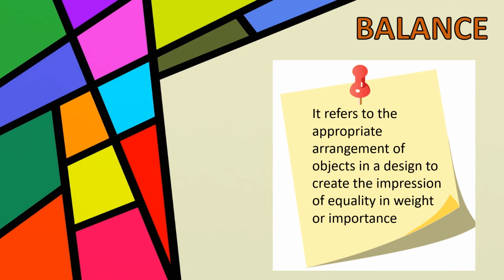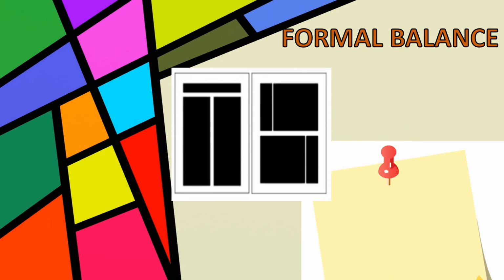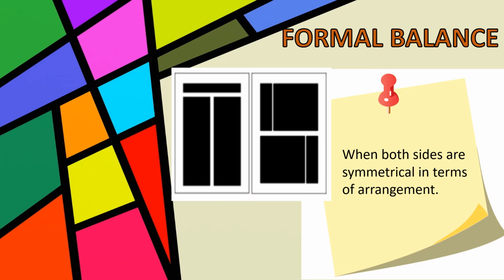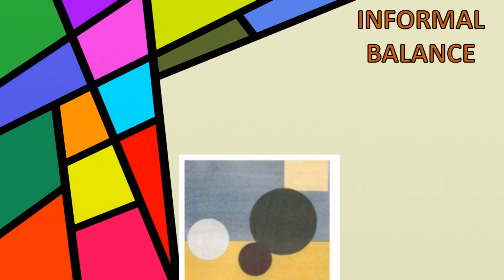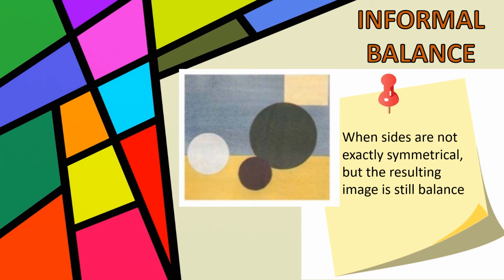Balance. Balance refers to the appropriate arrangement of objects in a design to create the impression of equality in width or importance. Next, formal balance is when both sides are symmetrical in terms of arrangement. Next is informal balance, when sides are not exactly symmetrical but the resulting image is still balanced.